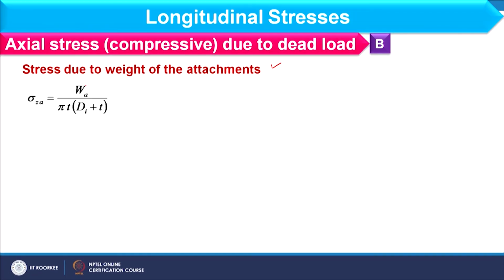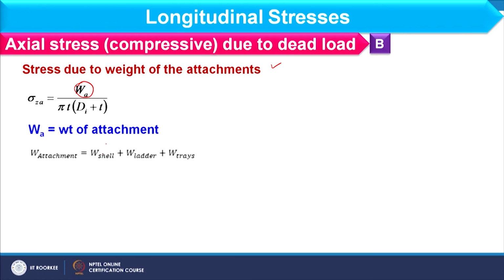In dead load, we have other factors such as stress due to weight of the attachments. Okay. So, this is basically total load of the attachment, and it includes weight of head. So, this is basically head, not the shell, right. Along with this, we have weight of ladder, we can consider weight of trays, because these are internal and external accessories which are attached to the equipment. Okay. So, weight of head is basically number of heads into weight per head. So, number of heads will be 2 only.